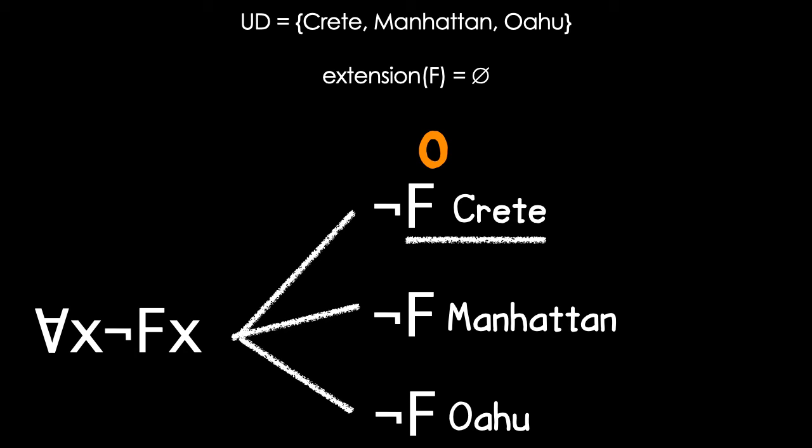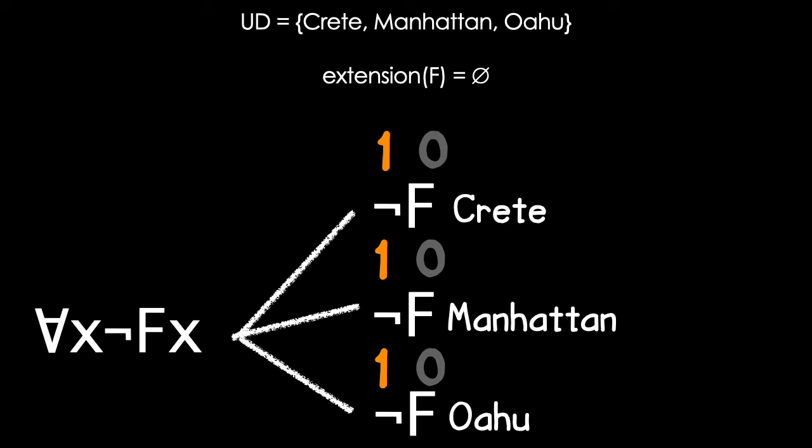That 0 isn't a truth value exactly, because Crete is an object rather than a symbol of QL. F Crete isn't a sentence, but we can still treat it as a 1 or a 0. And we can apply connectives in the usual way. The negation of a 0 is a 1.